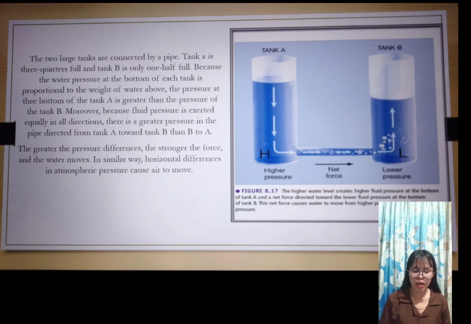In a similar way, horizontal differences in atmospheric pressure cause air to move. So, as we can see in figure 8.17, the higher water level creates higher fluid pressure at the bottom of tank A and a net force directed towards the lower fluid pressure at the bottom of tank B. This net force causes water to move from higher pressure towards lower pressure. So we can see that tank A is full, which means it has higher pressure, and its net force moves towards tank B, which has lower pressure.